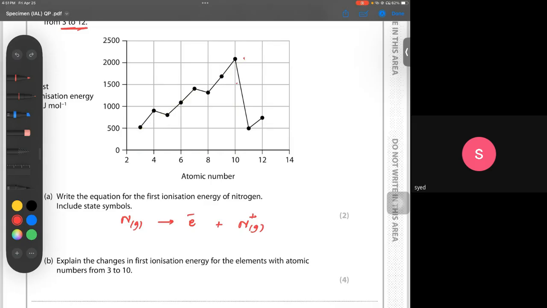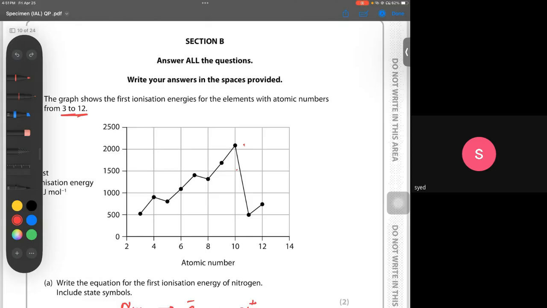It's nuclear charge across the period. Whenever you are going from left to right, the proton number increases, so the nuclear charge increases. Shielding remains the same because the total number of shells remains the same.